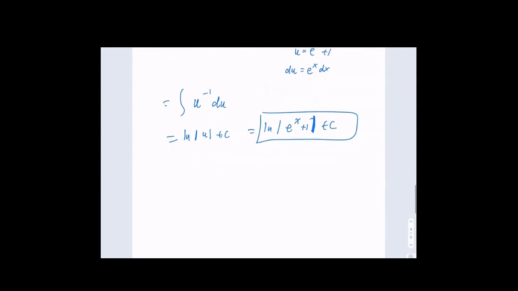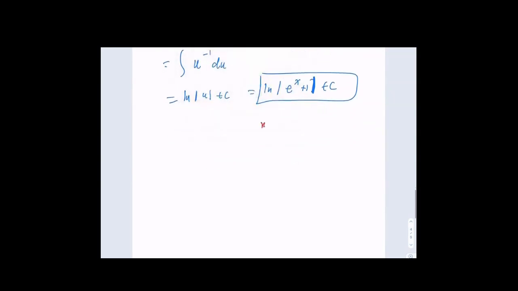Now, it should be noted, e to the x plus 1 is always greater than 0. Therefore, you could write your answer as the natural log of e to the x plus 1 plus c. So the absolute value symbols, you might see this in a multiple choice. You might not see the absolute value symbols, and don't think that that's a wrong answer, because it's still technically correct, because e to the x plus 1 is always positive.